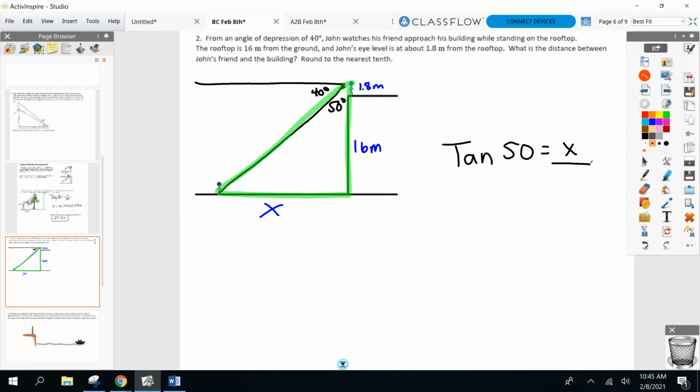And you shouldn't be using 16 or 1.8 in your ratio. You should be using 17.8. All right, so make sure you have 17.8 in there. Whether it's adjacent or opposite, you should have 17.8. Cross multiply. Nothing to add on or subtract here at the end because you're finding a full side. So we're good, we can round.